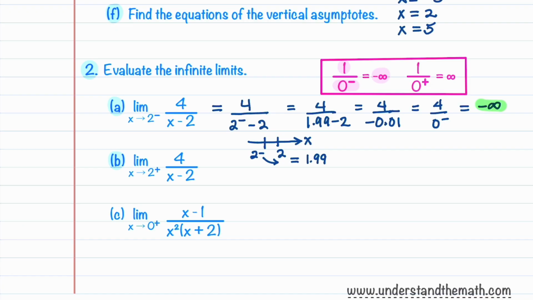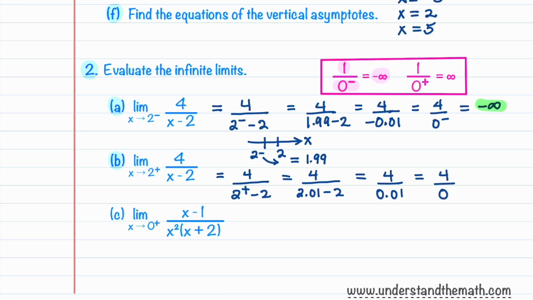Let's now look at part B. Again, we're going to start by plugging this in. So this is 4 divided by 2 from the right minus 2. We can think of a number 2 to the right as maybe 2.01, and then we subtract 2. So this is 4 divided by 0.01. So this is 4 divided by 0 from the right, just meaning it's really close to 0, but it's positive. And this is equal to positive infinity. I have that formula written up there if you want to memorize it.